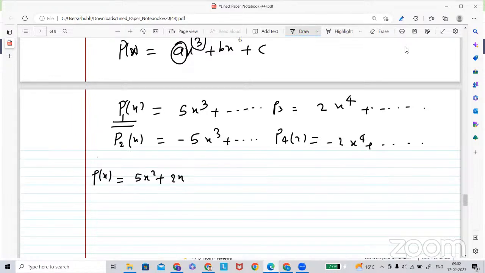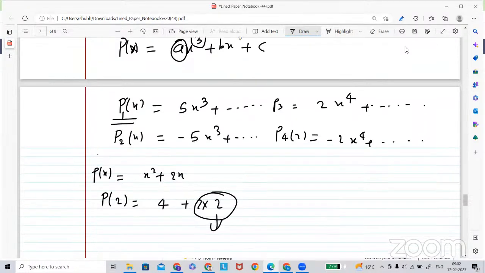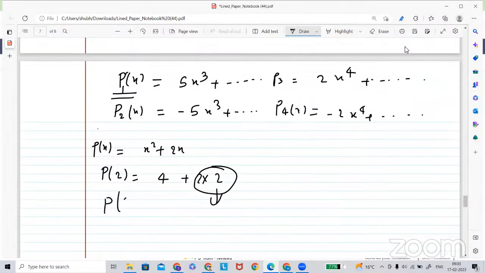If you substitute x equal to 2, this is going to be 5 into 4 plus 2 into 2. If you see this number and this number, which one is affecting more? Here it is x square, and this is 2x. So this is going to be 4, and this is also going to be 4. If I am substituting 3, this is going to be 9, and this is going to be 2 cross 3.